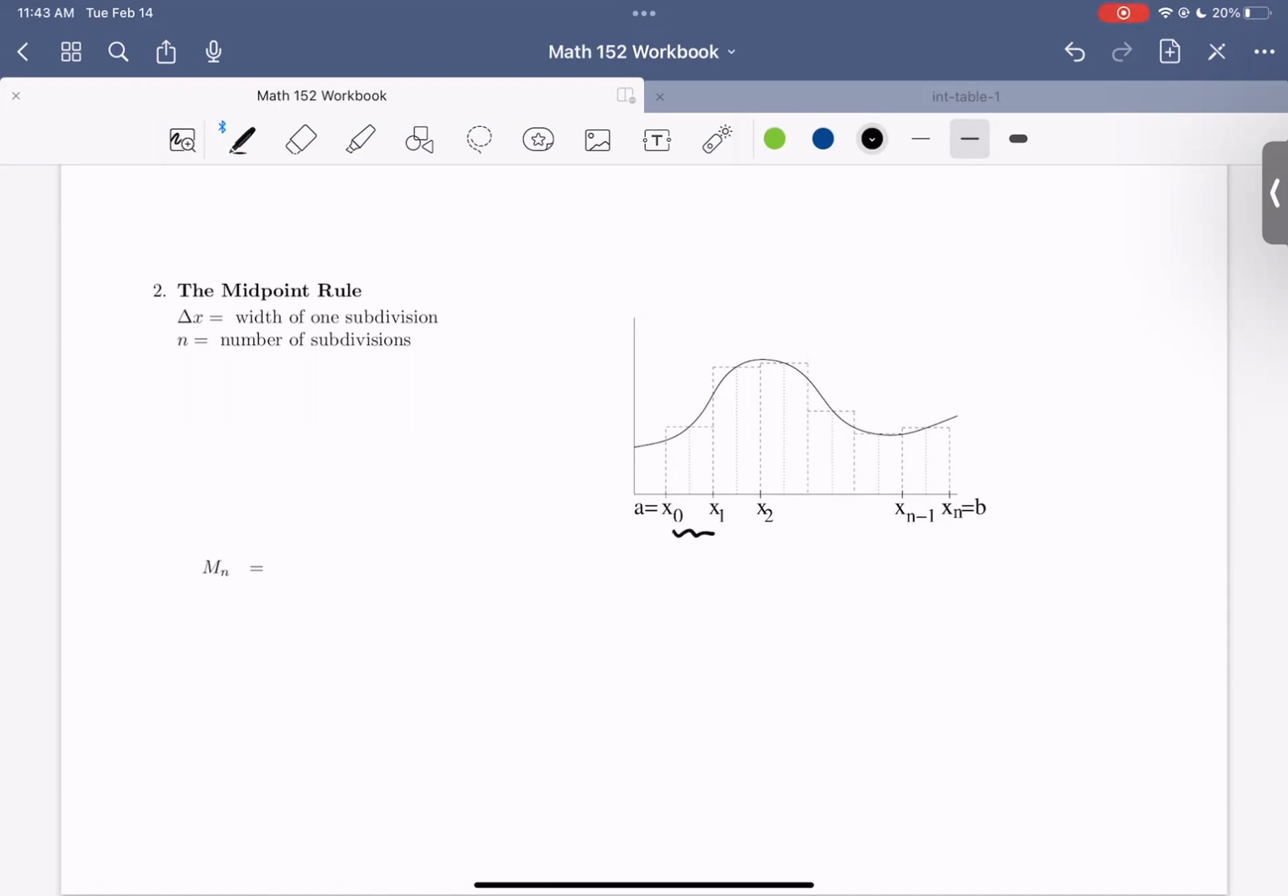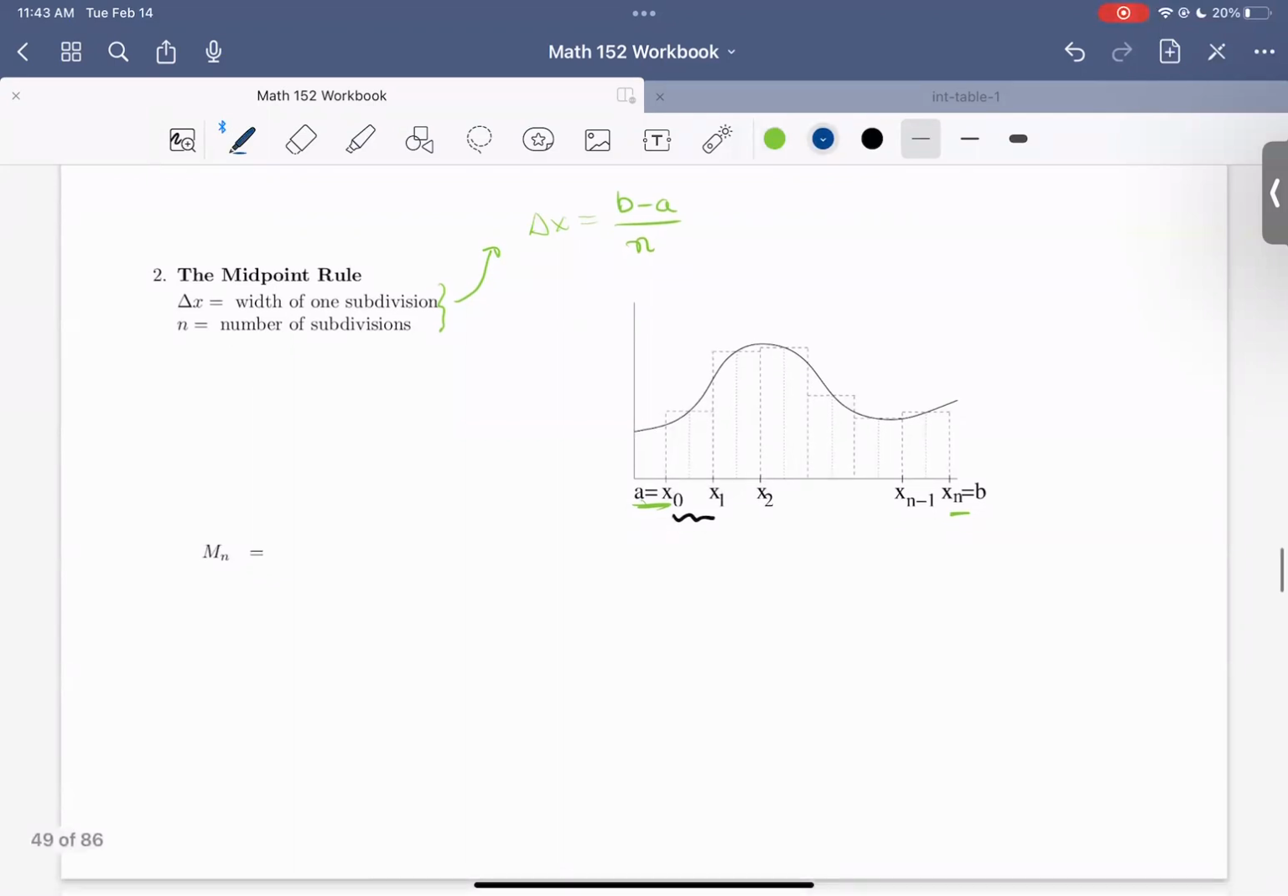So again, similar to the previous problem that we looked at, we know that delta x is going to be equal to the distance. Again, we're starting with a to b, so b minus a over n. All right, so midpoint rule.